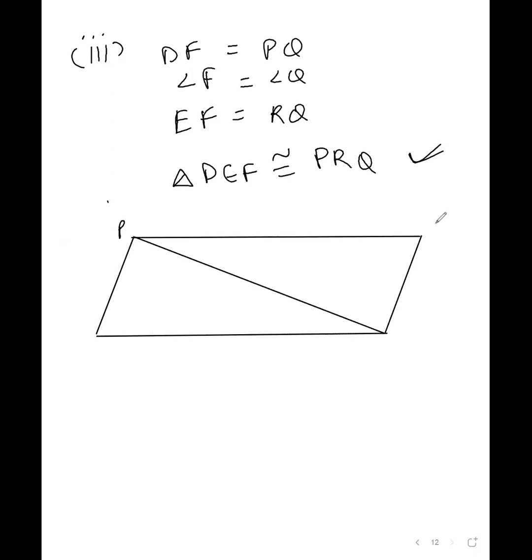P, Q, R, S, 30 degrees, 30 degrees, 3.5 centimeters, 3.5 centimeters. Now, first, Hiba, if you're getting confused with the angle, leave that for now. Tell me which two sides are equal first. PS and QR. Is it given anywhere that PS is equal to QR?